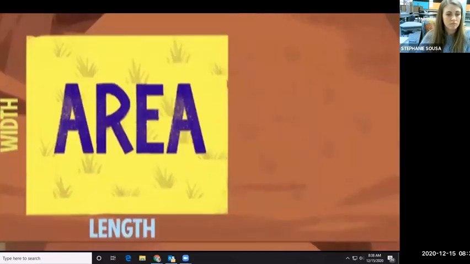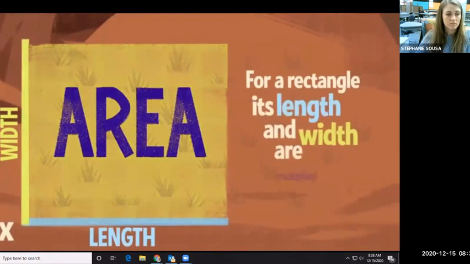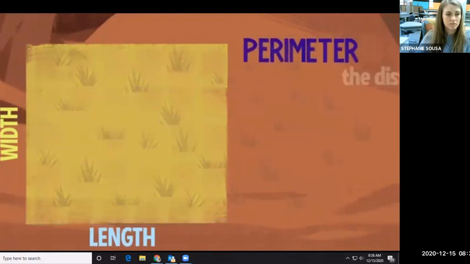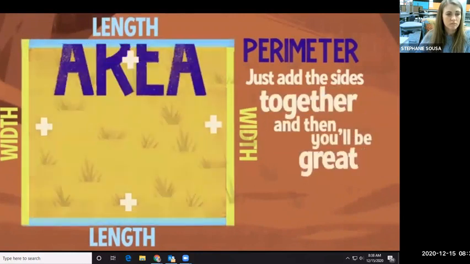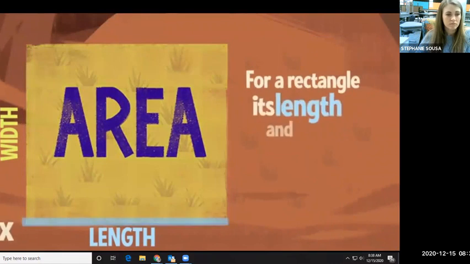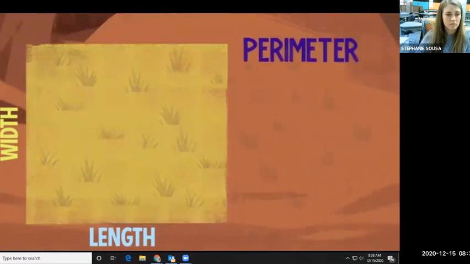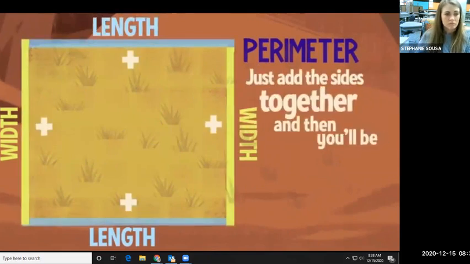Yup, you knew it. The area, that's the space inside. For a rectangle, its length and width are multiplied. And perimeter, the distance around a shape. Just add the sides together and then you'll be great.